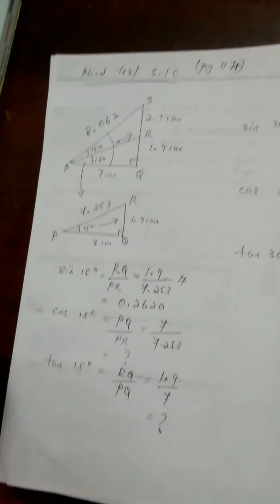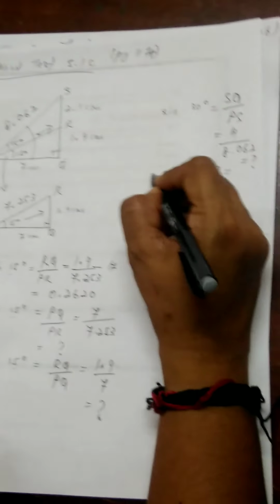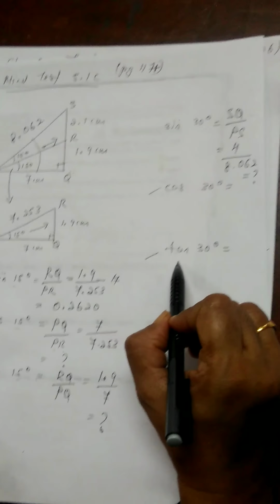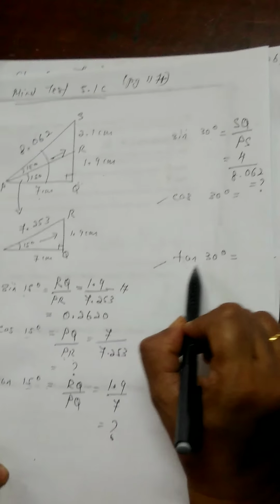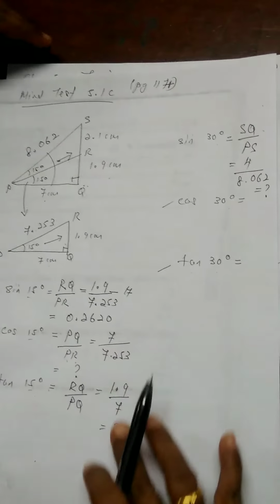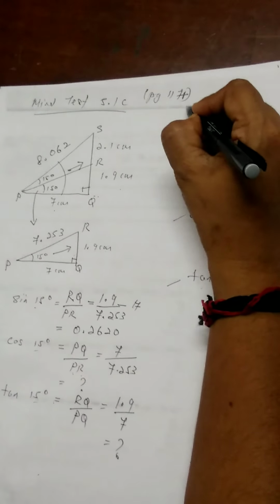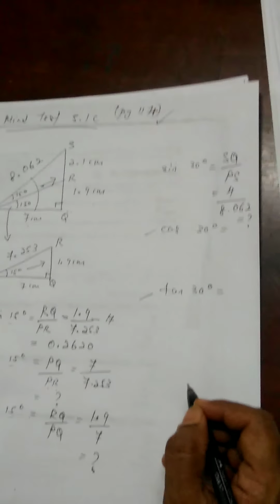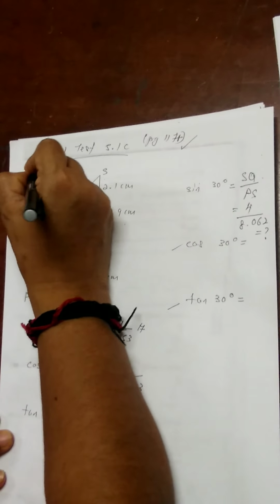Okay, so what I'd like you to do is please complete cos 30 and also tangent 30 degrees. Alright, and this exercise, I would like you to copy it into your book and complete this exercise. This is question number 2.